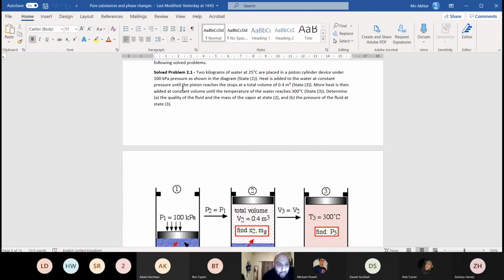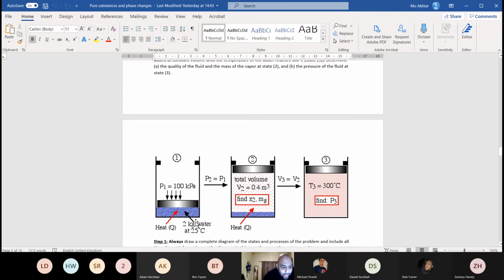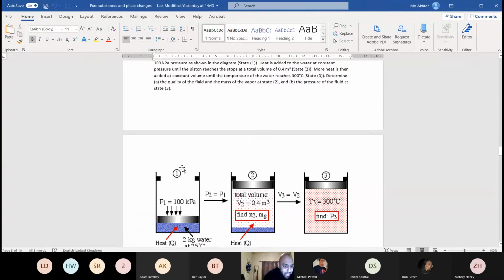Two kilograms of water at 25 degrees are placed in a piston cylinder device under 100 kPa pressure, as shown in state one. So what you've got here is a mass, not weight, of two kilograms of water at ambient temperature, around 25 degrees C. Then you've got a piston, and what's pushing down on it is atmospheric pressure, 100 kPa.